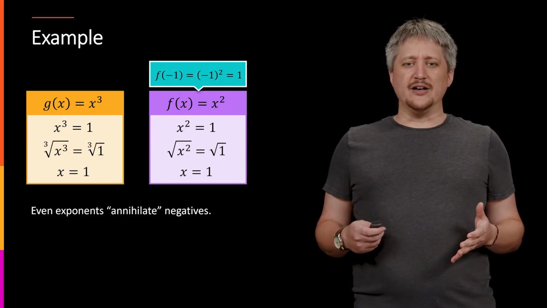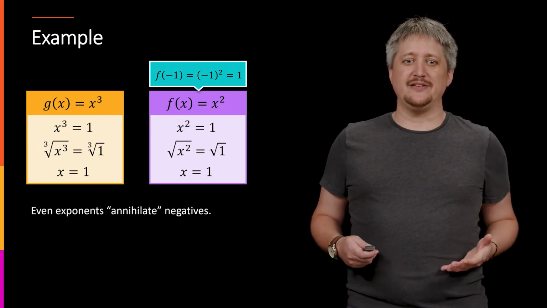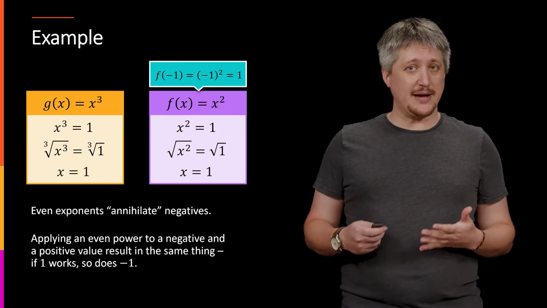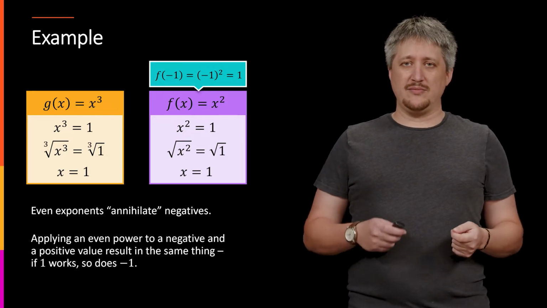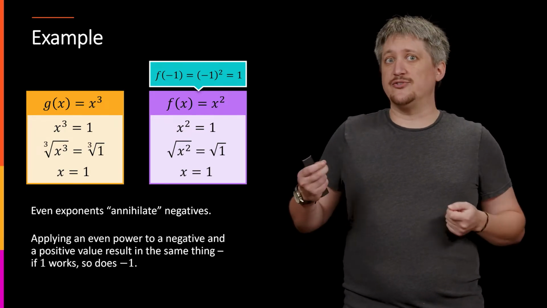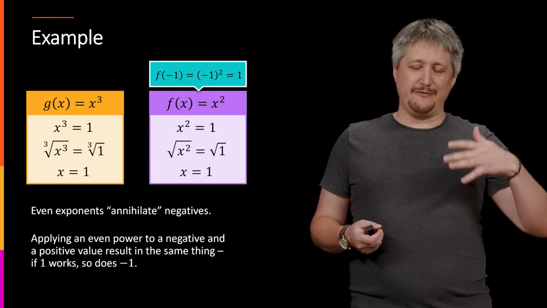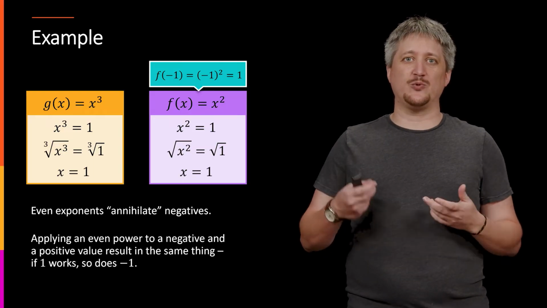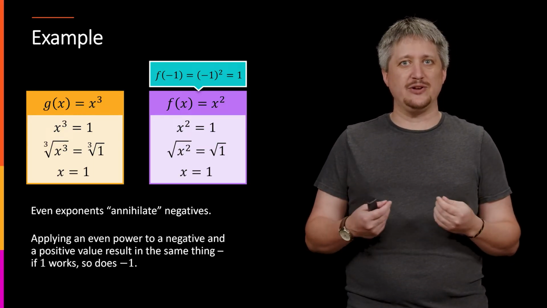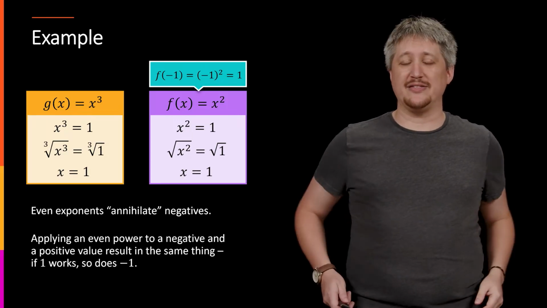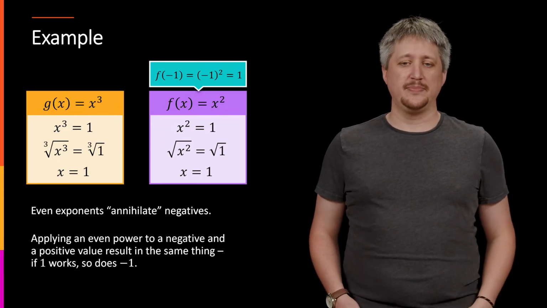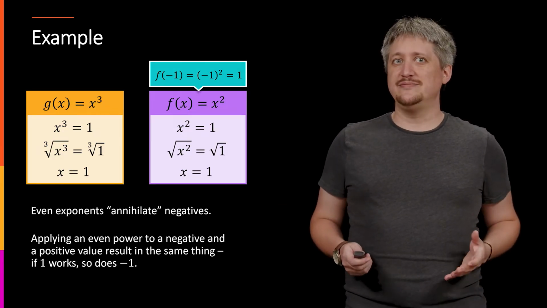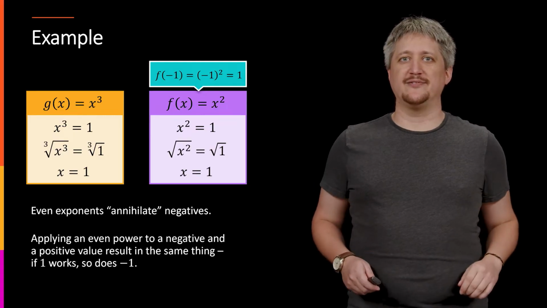So the underlying problem here is that even exponents annihilate negatives, and that means that if I'm looking at an even-powered thing like x squared, then if a positive works, the negative also works. So if 4 were an answer, -4 would also be an answer if I'm just looking at something squared, because the squared doesn't differentiate between the two. It annihilates the negative and ends up making the thing positive regardless of the input. This is the underlying problem that we're trying to deal with in this video.